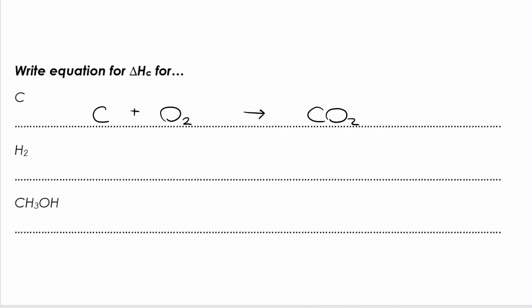Because the definition talks about states, it has to include the state symbols. Carbon is solid, oxygen gaseous, carbon dioxide is gaseous. And that is true under standard conditions, 100 kilopascals atmospheric pressure and 298 K.